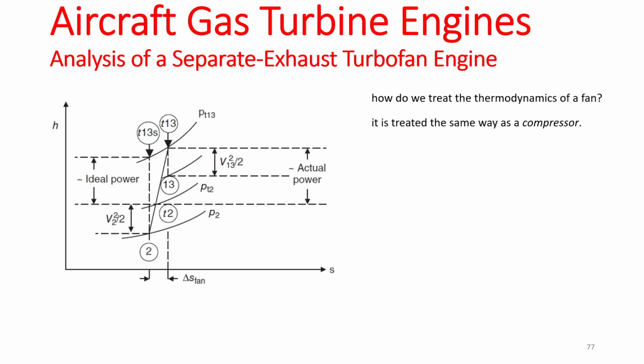Actually, it becomes a little clearer when you look at this HS diagram. It is treated the same as a compressor when you are trying to calculate its efficiency, right? Which is mostly what we do here. We calculate the efficiency, or we use the efficiency to calculate something else. So, how did we treat the efficiency of a compressor? How did we find the efficiency of a compressor?